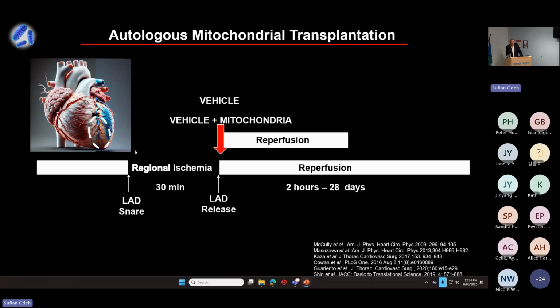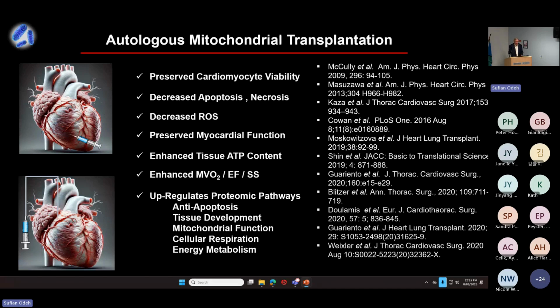So we do that, and then during the reperfusion phase, we either give vehicle plus mitochondria or vehicle alone. So the vehicle is always the control on here. And then we reperfuse it either for 2 hours or for 28 days. And there's a number of studies that we've done here. Here's just a few of them.